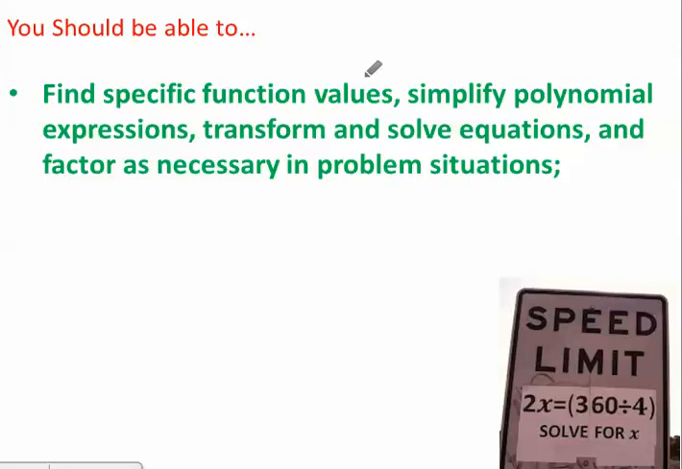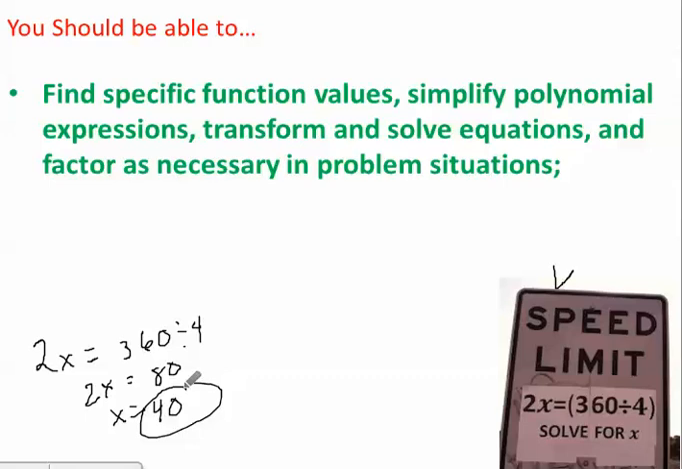Okay? So, what's the speed limit right here? It says 2x equals 360 divided by 4. Well, that's 80 is equal to 2x. So we divide by 2, and x is equal to 40. So we know that the speed limit here is 40 miles an hour.